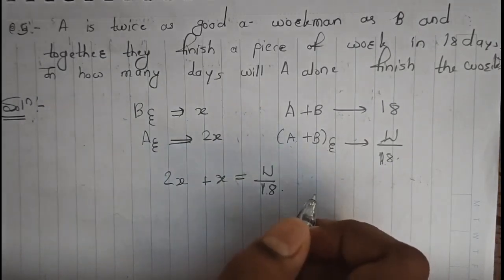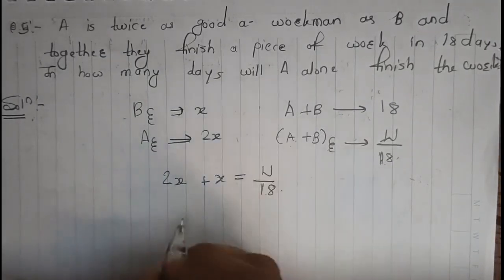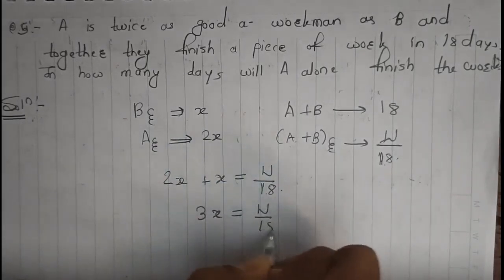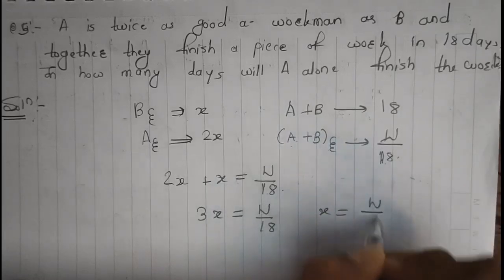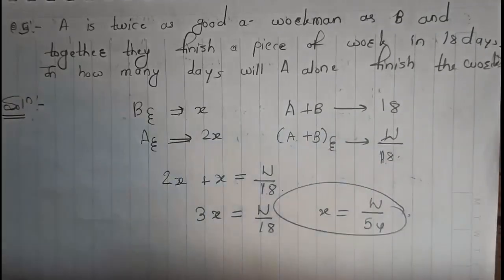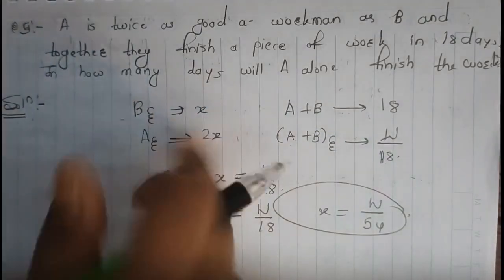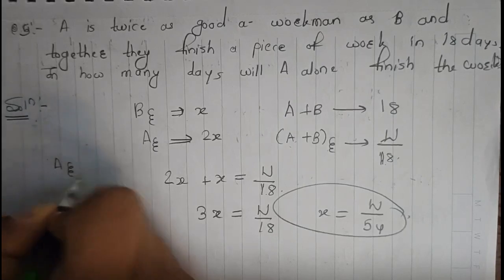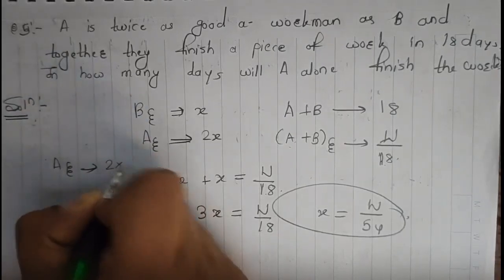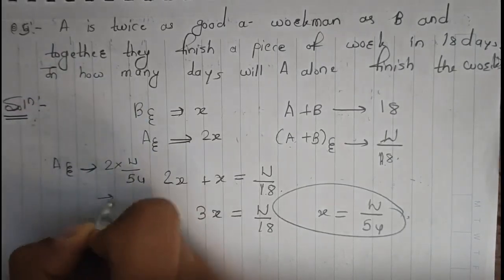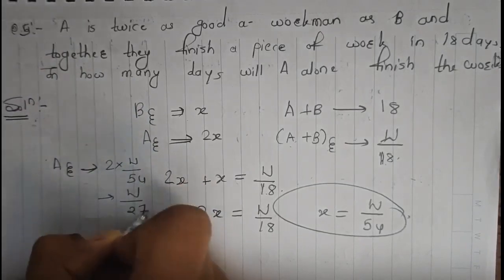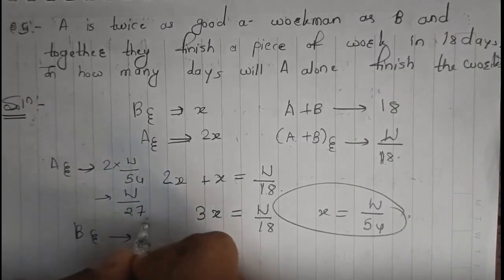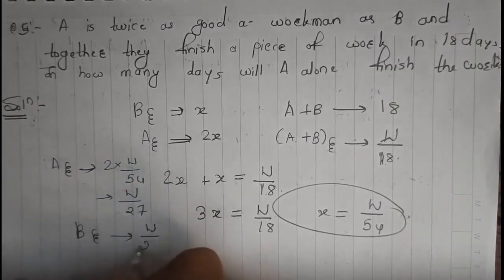Now, in how many days can A alone finish the work? We can get the x value from here: 3x equals W by 18. So x would be equal to W by 54, right? Now, substituting this x, we can get the efficiencies in W format. So A's efficiency would be 2 into W by 54, which is W by 27, right? Similarly, B's efficiency would be 2x, that is simply W by 54.